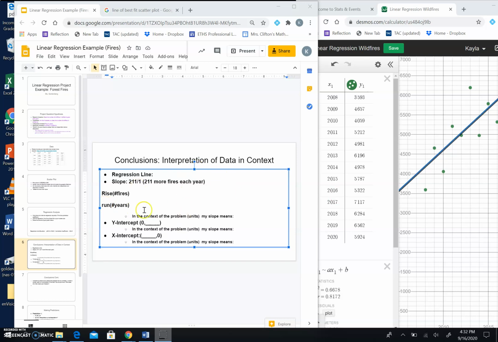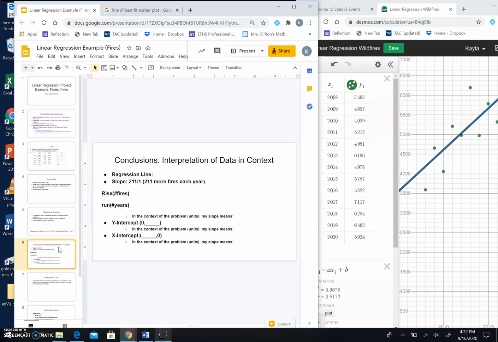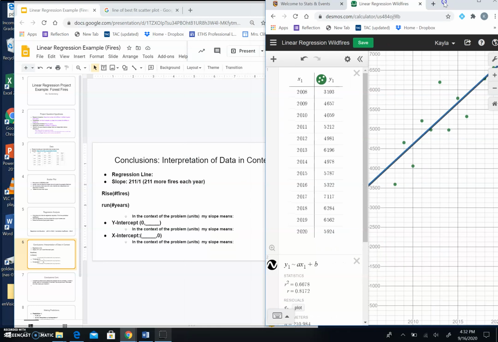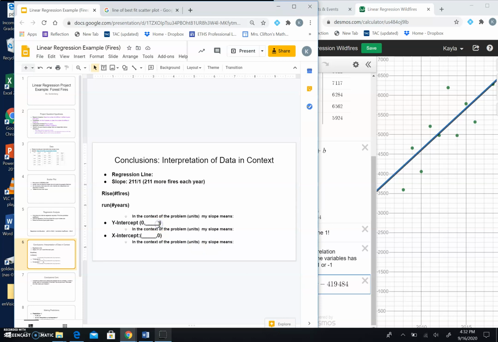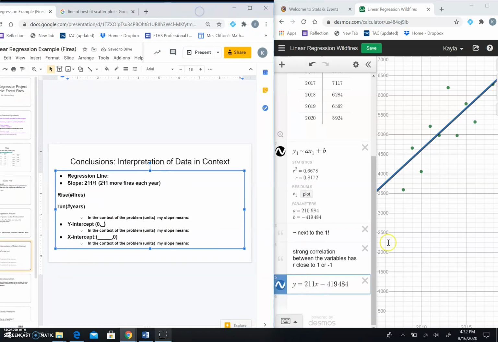And then you're going to do the same things with your intercepts, right? You're going to analyze your y-intercept. You're going to analyze your x-intercept. You can see your y-intercept in your equation. So my y-intercept is (0, negative 419,484). And what that means is that when there is time 0, there are a negative amount of fires, which doesn't really make sense in real world context, right? It's just that our line kind of keeps going, so that's what it means in context.